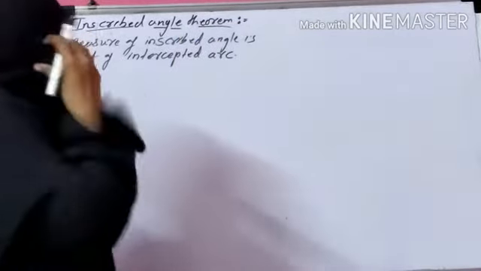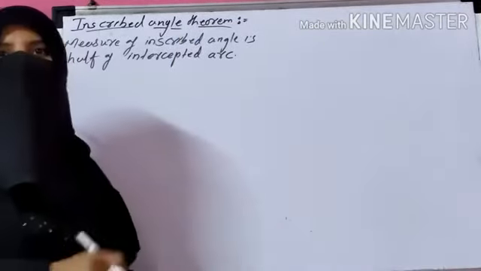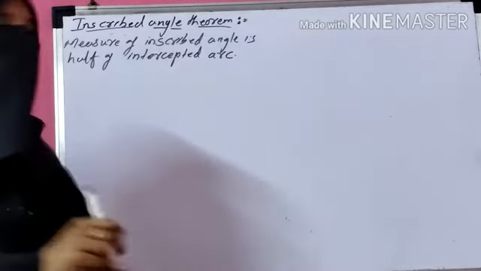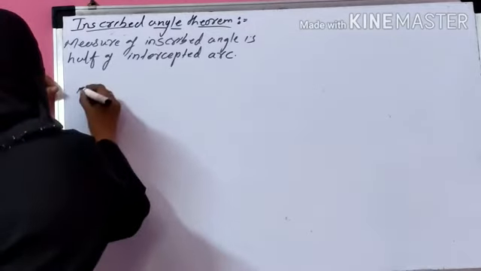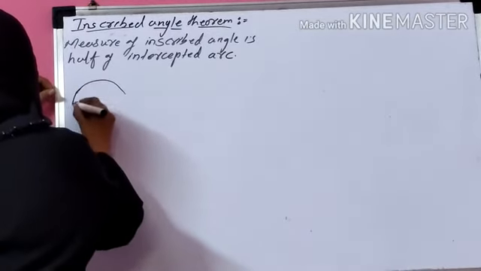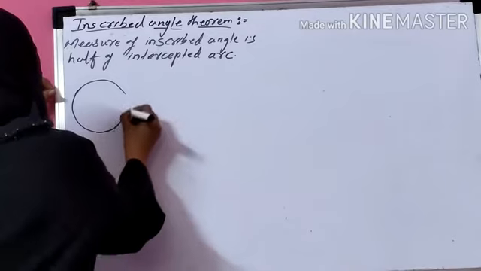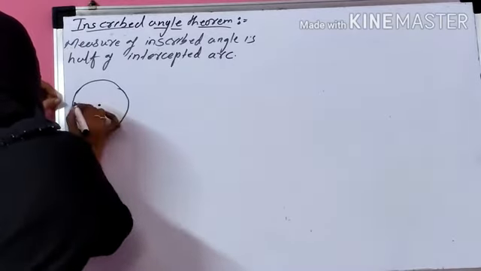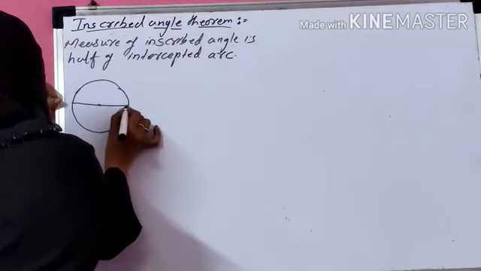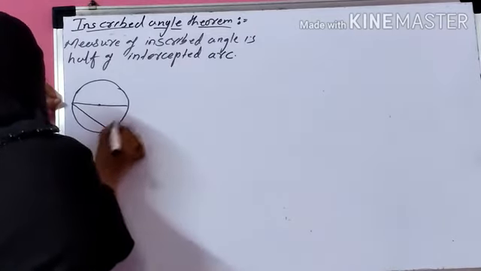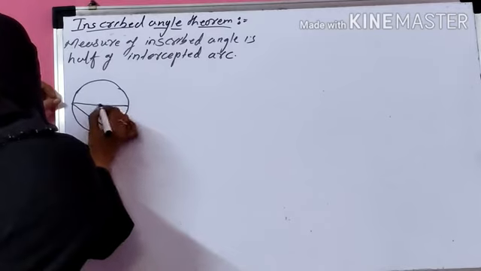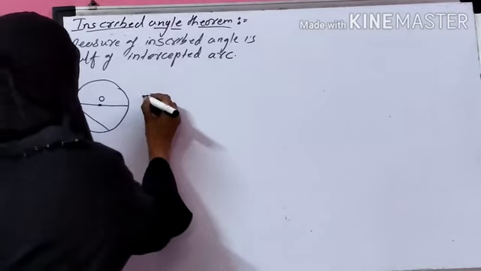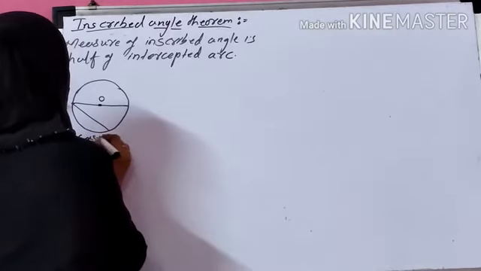Okay, so let's draw the figure first of all. There are three cases of inscribed angle. First of all, case 1: the center of the circle lies on the arm of the angle. This is my inscribed angle and the center of the circle lies on the arm of the angle.